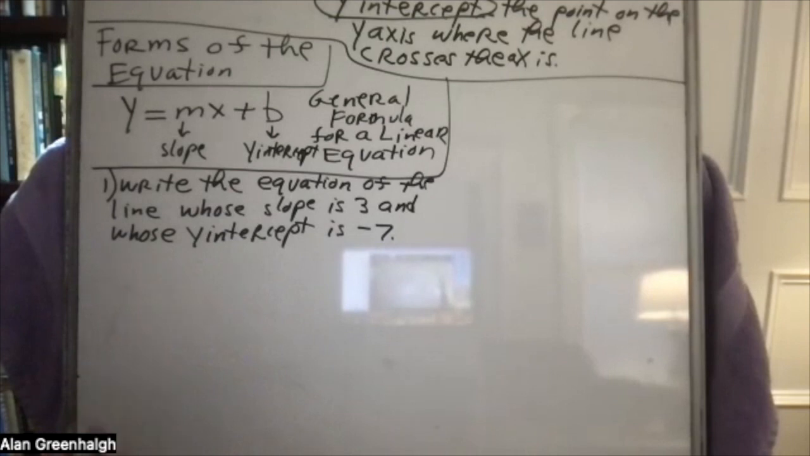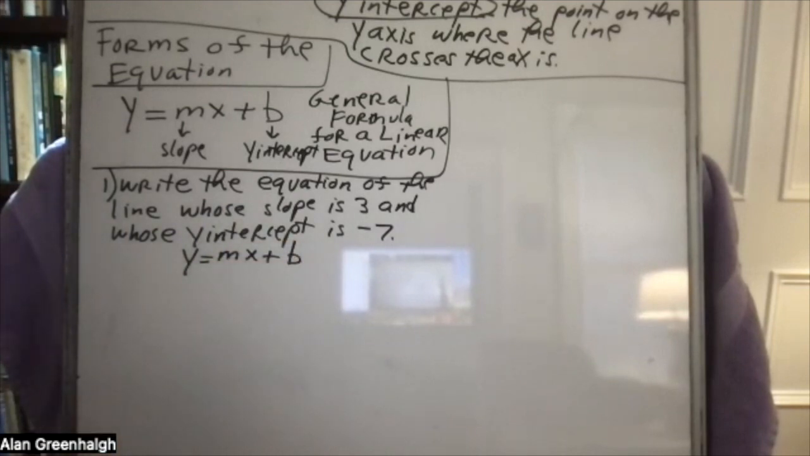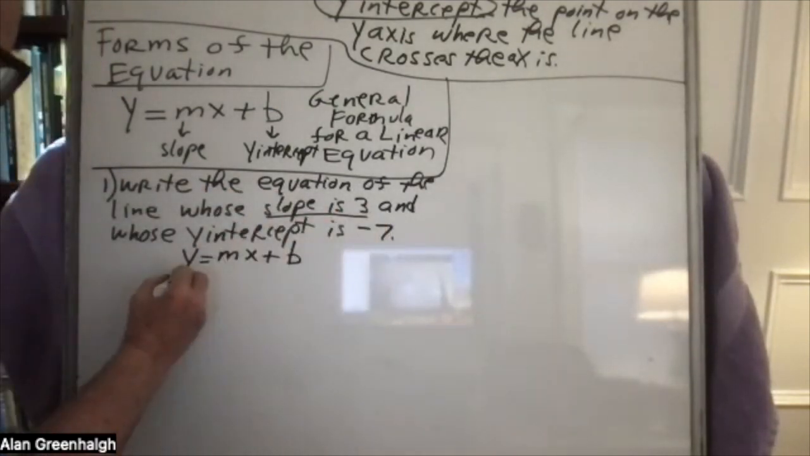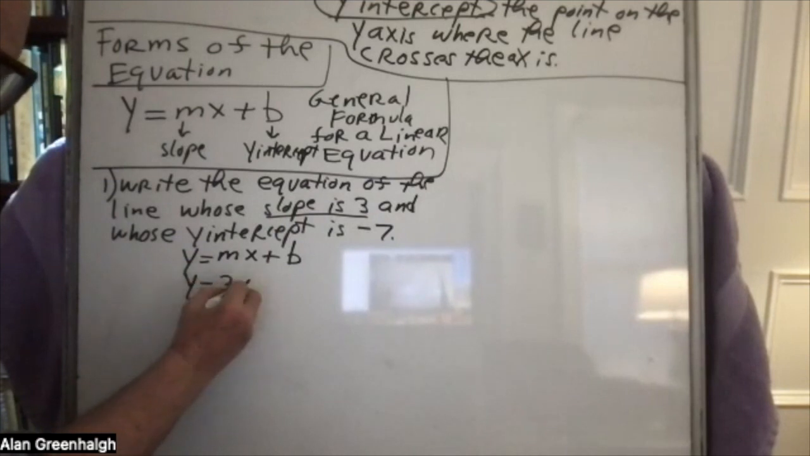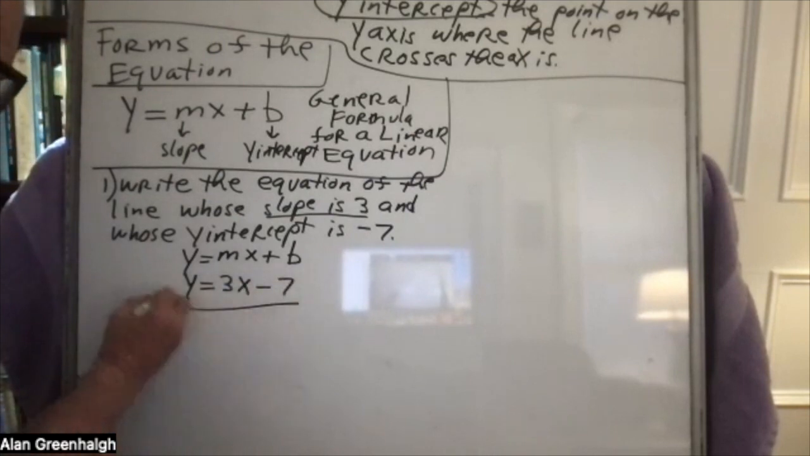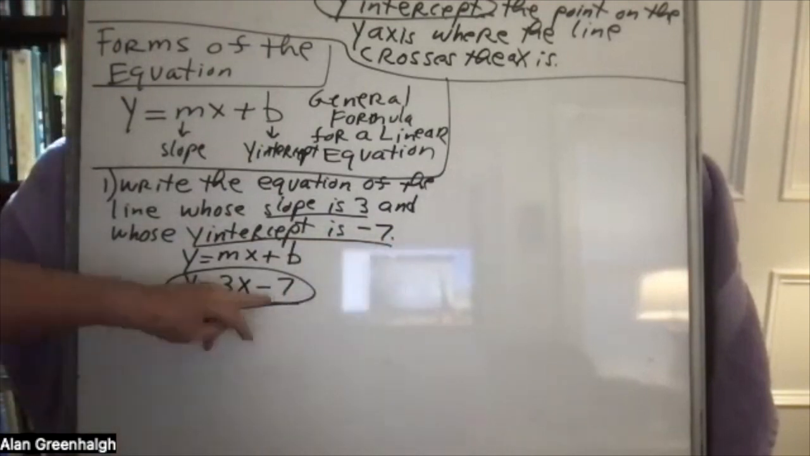Well, this is not a difficult problem, so I'm not going to give you like a really long time. You write the general form of the equation, y equals mx plus b. And you substitute. The slope is equal to 3. And the y-intercept is -7. And here's the answer. All we did was substitute. The slope is 3. The y-intercept is -7. And that's how you would do that.